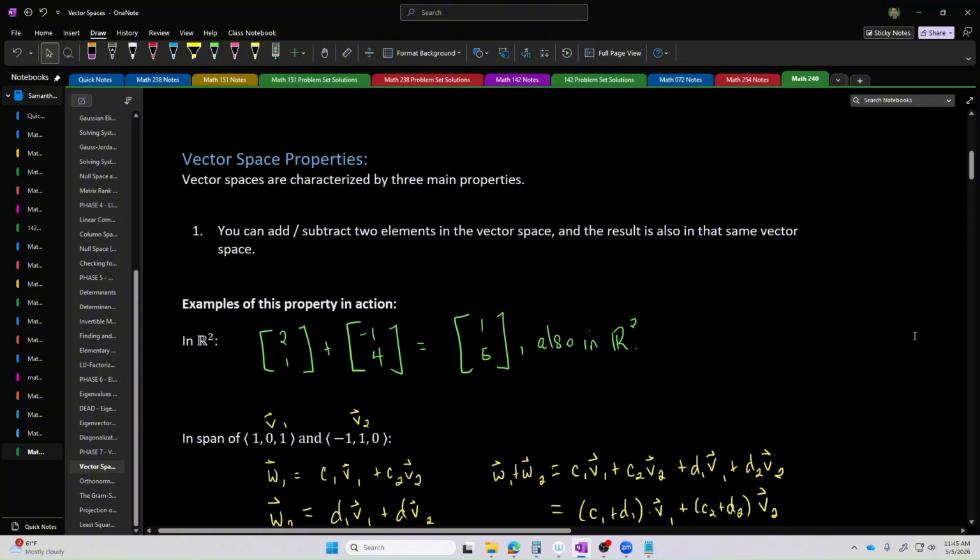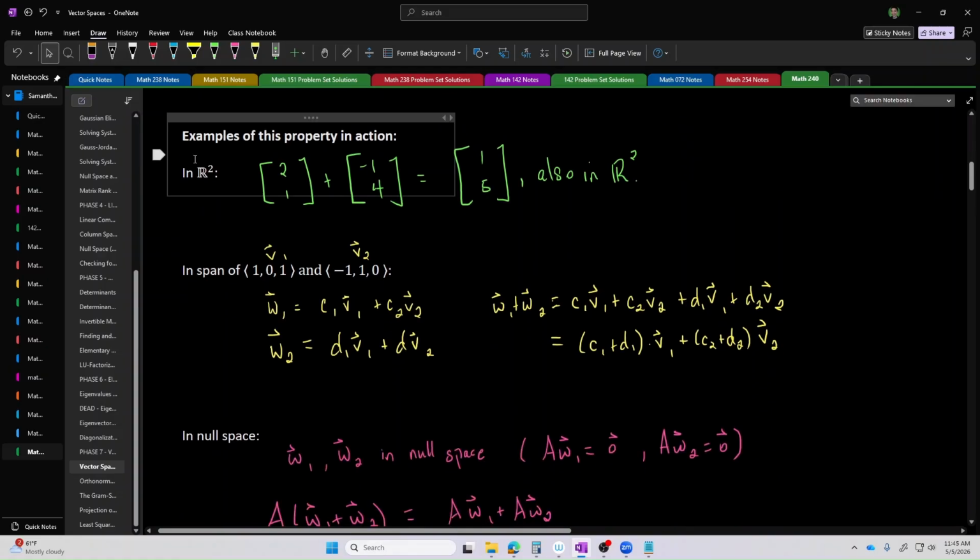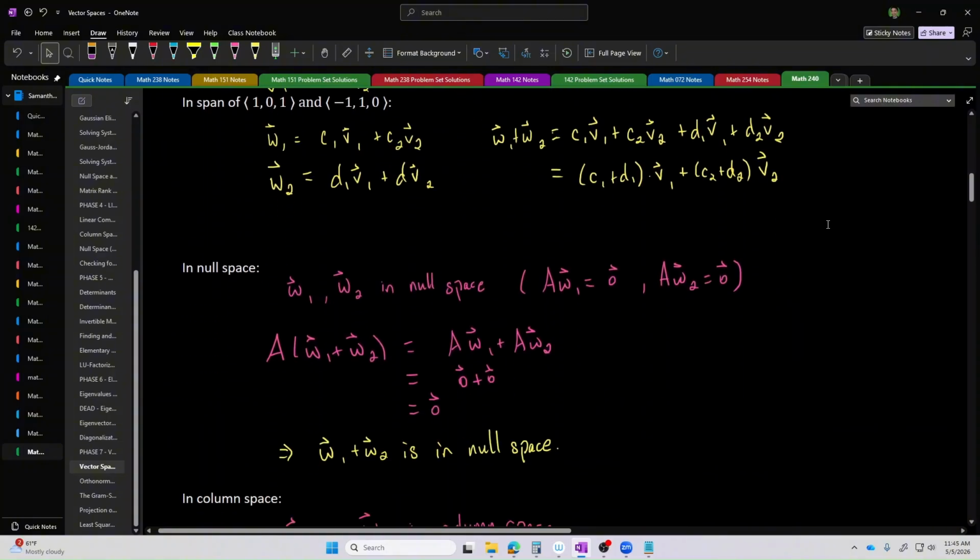One, they're closed under addition. So you can add or subtract two elements in the vector space, and the result will also be in that vector space. And this is meant to emulate the fact that if you add together a pair of two-dimensional vectors, the result of that is also a two-dimensional vector. So this is a quality of R2 that we would also see manifesting in any other vector space.